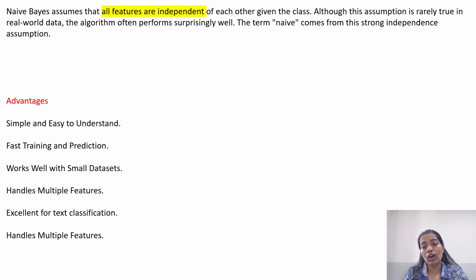Then again, this algorithm has some advantages: it is very simple. There is only one thing, Bayes theorem. Directly we need to implement the formula. So it is very simple and easy to understand. Then the training and prediction all take place very quickly. So it is again fast.